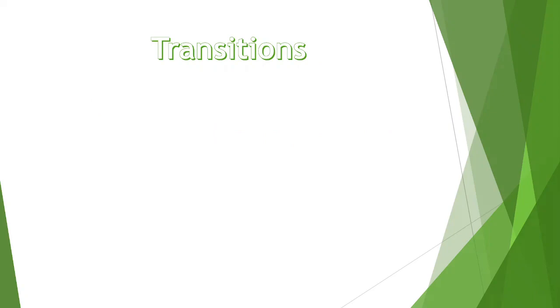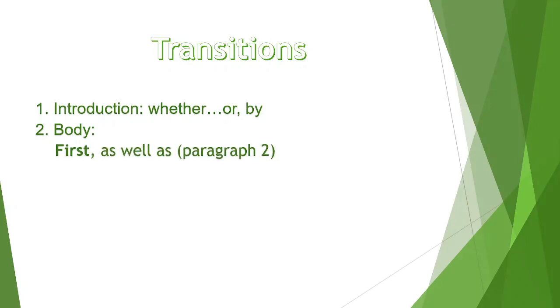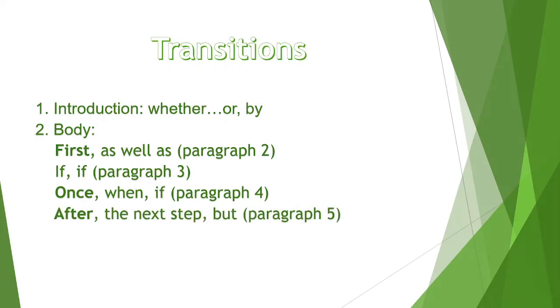The third aspect of writing is the transitions. Transitions are used to link the paragraphs and the sentences within each paragraph. You can see every single paragraph had some transitions. In our example text, first, once, and after are transitions used to link paragraphs, and the rest of the transitions are used in each individual paragraph to link sentences within a paragraph.